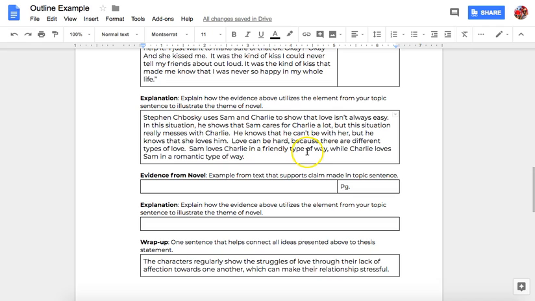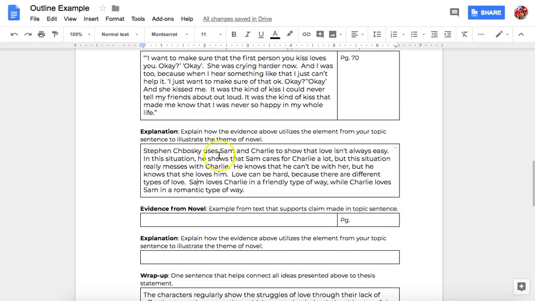Sam loves Charlie in a friendly type of way, while Charlie loves Sam in a romantic type of way. Okay? So there, perfectly, she explains that love can be hard because there are different types of love, as shown up here. And we see it because we learn that Sam loves Charlie in a friendly type of way, and then that Charlie loves Sam in a romantic way.